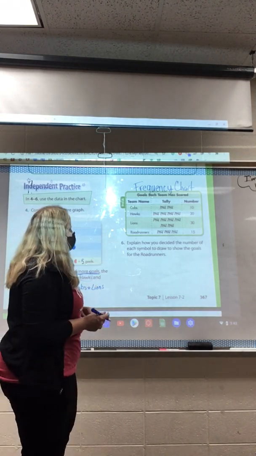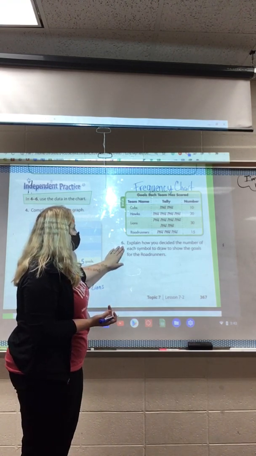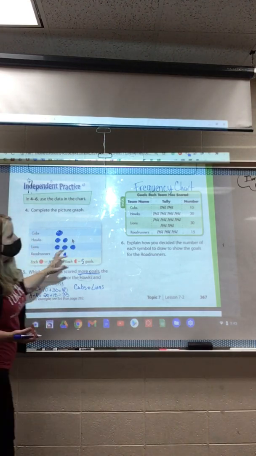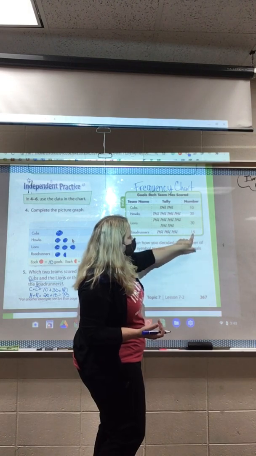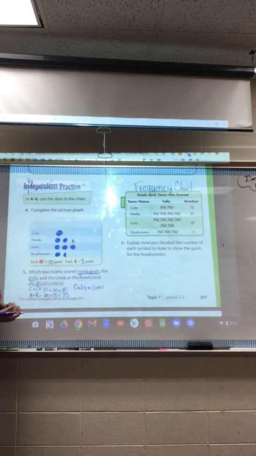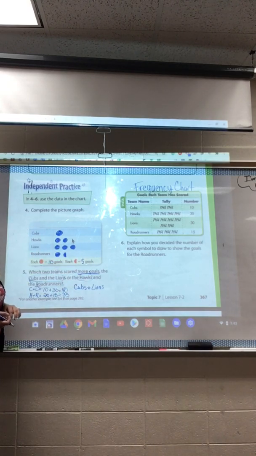Number 6, it says, explain how you decide the number of each symbol to draw to show the goals for the Roadrunner. So the way that I did it was I looked over here and I could see, well, these are all multiples of 10, and half of 10 is 5. So I chose to do 10 and 5 for my goal. You wouldn't have to do that. You could have done 2 and 1, but you would have had to draw a lot more. Okay, I'm going to move on down.